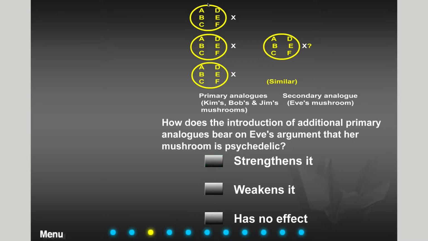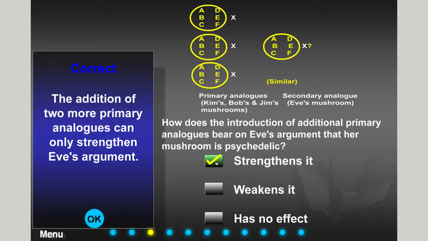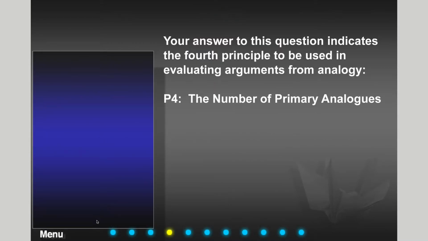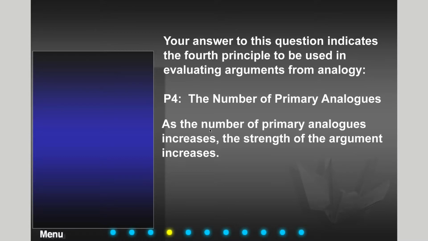Well, of course, this is going to strengthen the analogy, right? The introduction of 2 more primary analogs, which is another way of saying 2 similar examples, helps the case. Okay, it strengthens it, right? So your answer indicates the 4th principle to be used in evaluating arguments from analogy. We've seen this in the book quickly, but we're going here more slowly. The number of primary analogs. As the number of primary analogs increases, the strength of the argument increases.